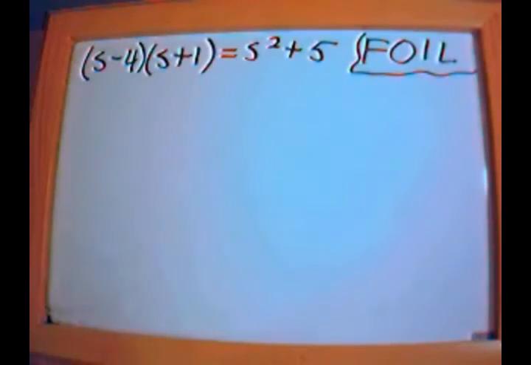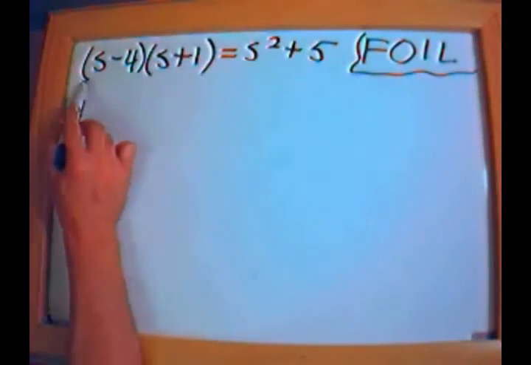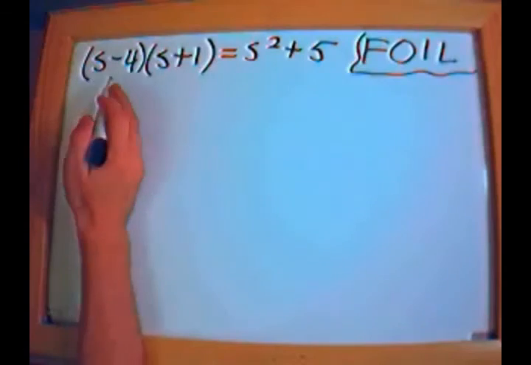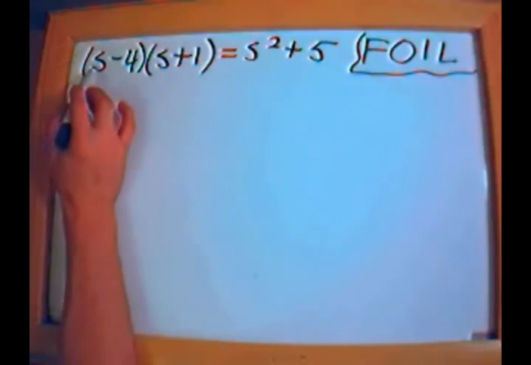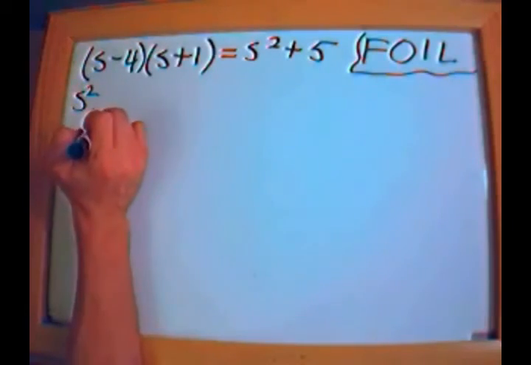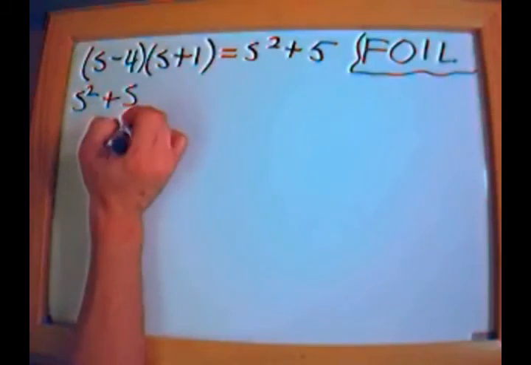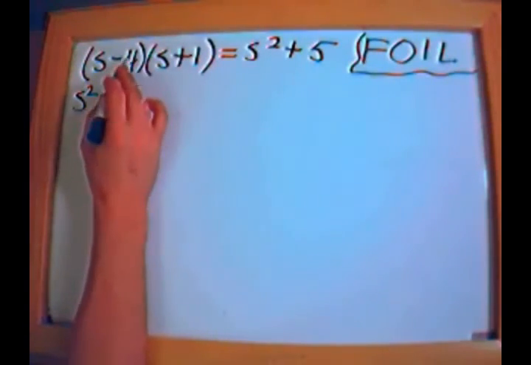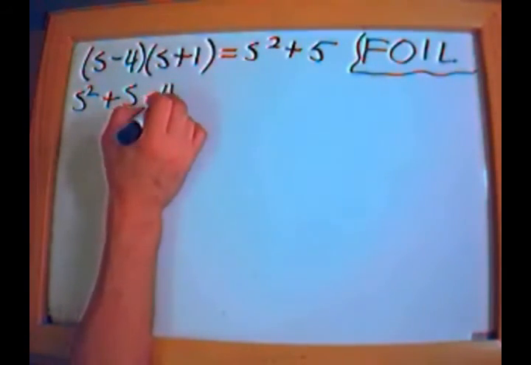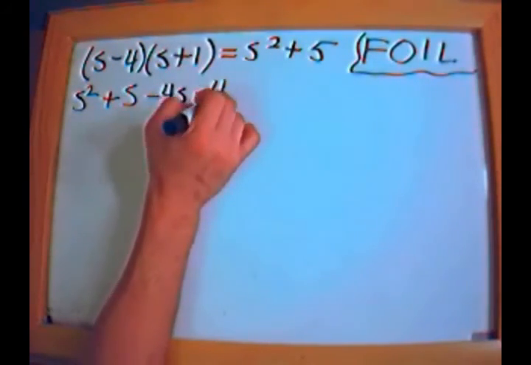You can't visualize all the pieces together at once. You've got to kind of put one piece of the puzzle in at a time. And so I've just taught you this piece of the puzzle. I know how to expand that, so let's do that. We're going to use FOIL. First terms, s times s is s squared. Outside terms, s times 1 is simply s. Okay? Inside terms, negative 4 times s is negative 4s. And the last terms, negative 4 times 1 is negative 4.